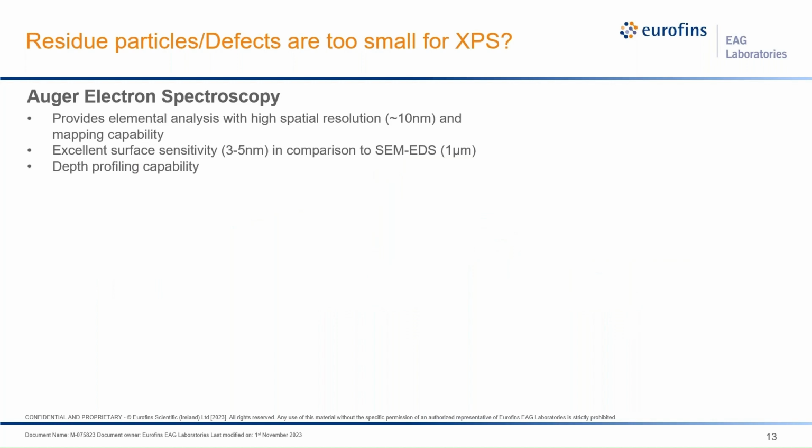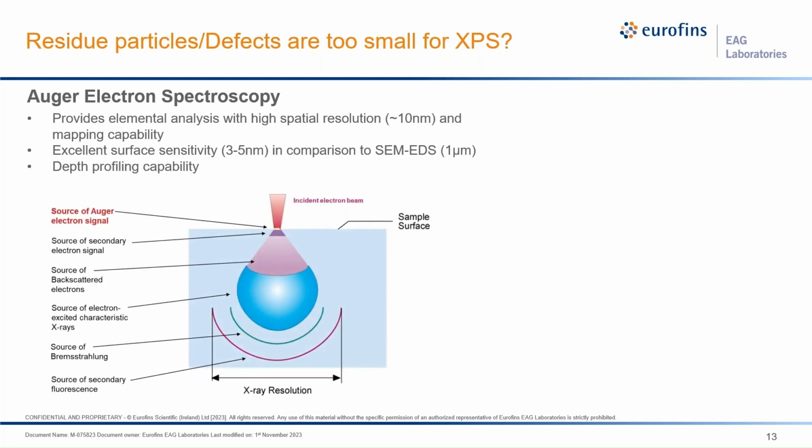If your contamination of interest is too small for XPS, AES analysis could be a good candidate for small spot analysis. AES is very similar to SEM-EDS, but it's a lot more surface sensitive. As we can see here in the schematic, the little yellow section is how deep the AES information depth is, which is very surface sensitive, whereas the darker purple section indicates the SEM-EDS information depth.